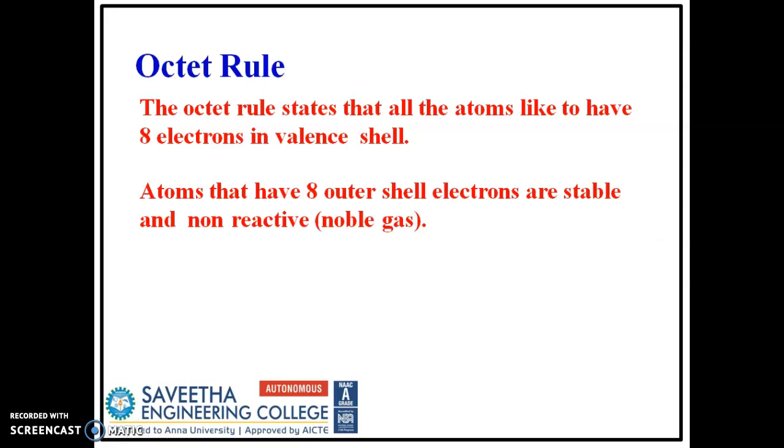The thumb rule in chemical bonding is the octet rule. This rule states that all atoms like to have 8 electrons in the valence shell. Atoms that have 8 electrons in the valence shell are considered stable and non-reactive. They are otherwise called noble gases.